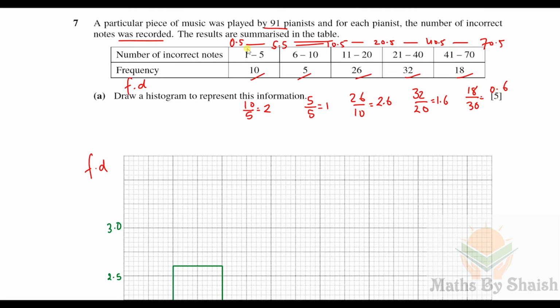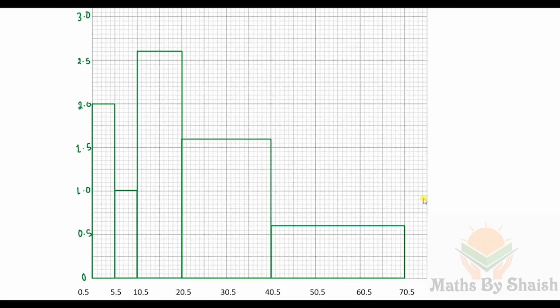Now once we have the width, class interval and its corresponding frequency density, we are going to draw the histogram. And here is the histogram I have drawn already, and here it is 2, here it is 1, here 2.6, and this is 1.6, and here it is 0.6. So these are the frequency densities. This is the interval, and here it is frequency density on the y-axis. Let's discuss the next question of this.